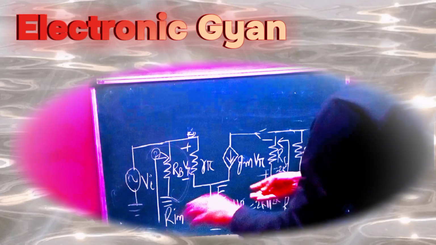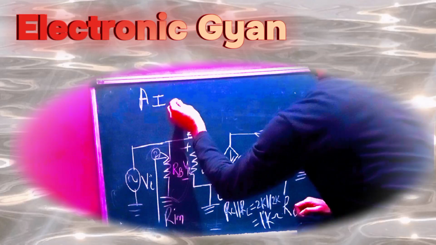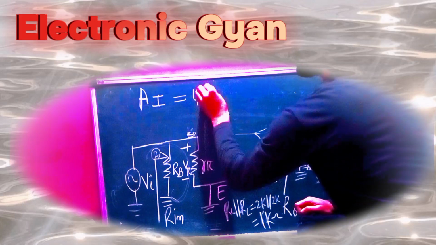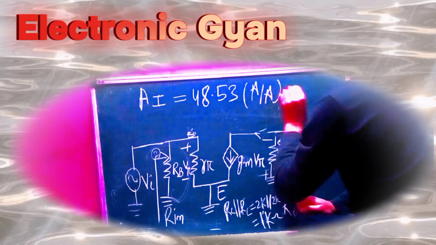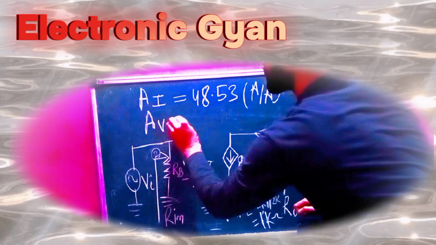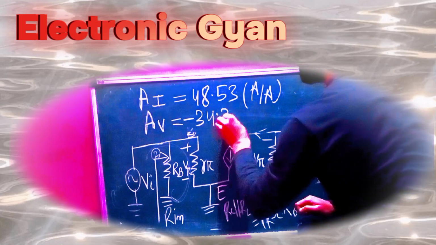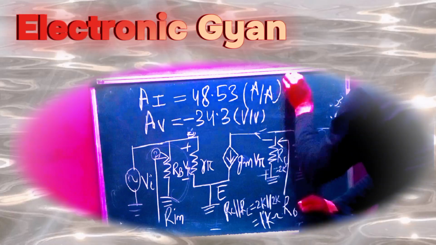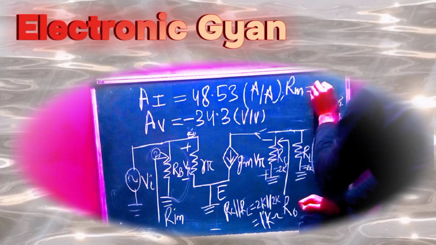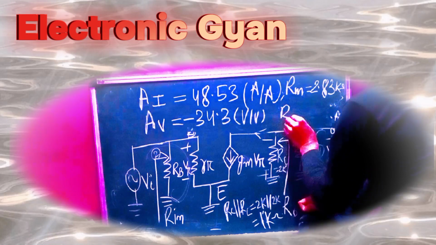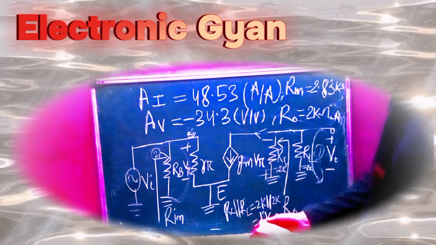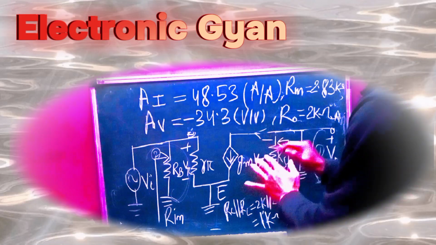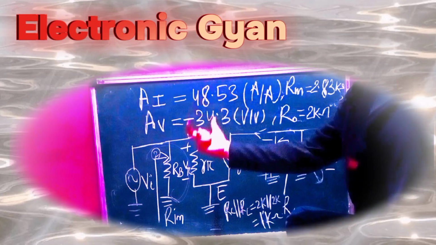So finally we got the current gain as 48.53 ampere by ampere. We got voltage gain as minus 34.3 volt by volt, input resistance as 2.83 kilo ohm, and output resistance as 2 kilo ohm. We got voltage gain, current gain, input resistance, output resistance for the given common emitter amplifier.